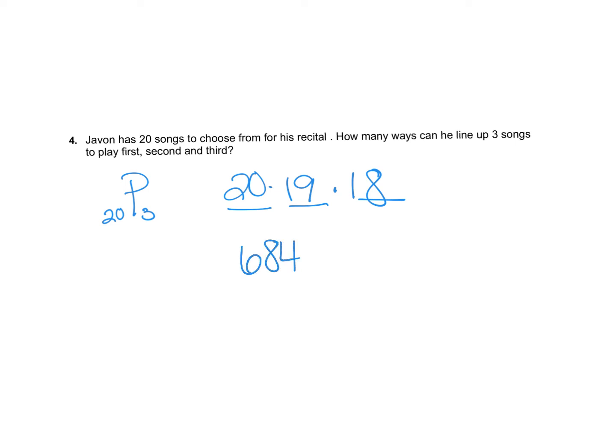24,165,120 different ways. And then our last one, it says Javon has 20 songs to choose from for his recital. How many ways can he line up the 3 songs to play first, second, and third? So again, you've got your 20 songs and you're lining up 3 of them. First of all, you'd have 20 to choose from. Then you're going to have 19 to choose from, and then 18 to choose from. So then you'd have 6,840 different ways that you could line up those 3 songs.